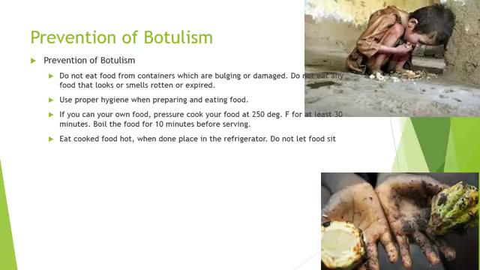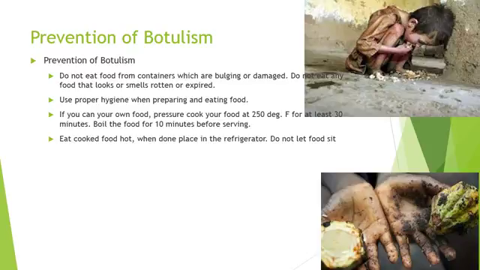Do not eat food from containers which are bulging or damaged. Do not eat any food that looks or smells rotten or expired. This is pretty basic, I think, with anybody who really knows the hygiene of cooking and preparing food. Use proper hygiene when preparing and eating food. If you can your own food, pressure cook your food at 250 degrees Fahrenheit for at least 30 minutes. Boil the food for 10 minutes before serving.